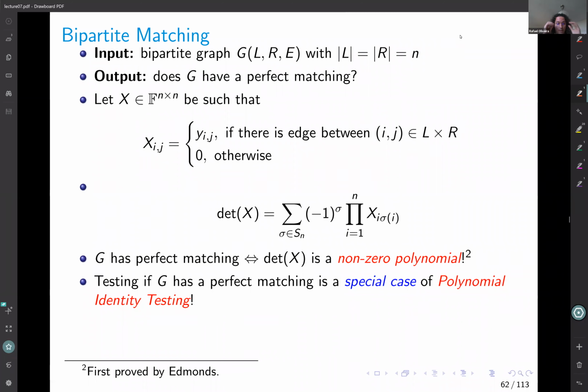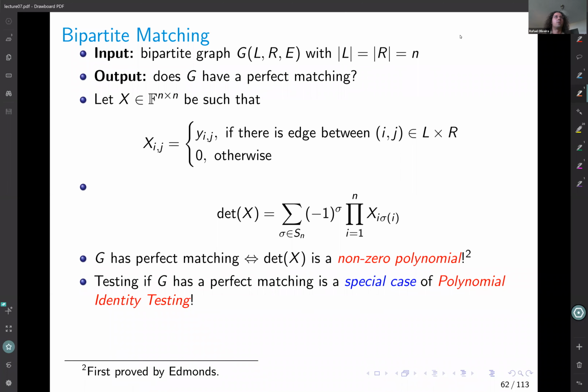And now testing if G has a perfect matching becomes a special case of polynomial identity testing, because we have this polynomial, the determinant, and we want to test if it is zero or not. The determinant being zero means that my graph has no perfect matching. If the determinant is different from zero, we know that my graph has a perfect matching. Does that make sense? So this equivalence reduces the bipartite matching problem to polynomial identity testing.